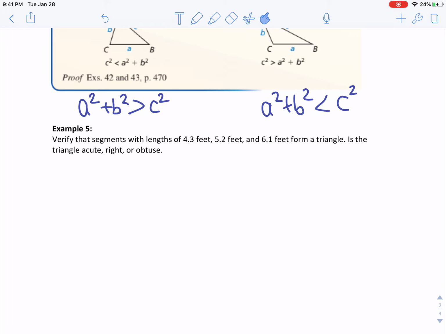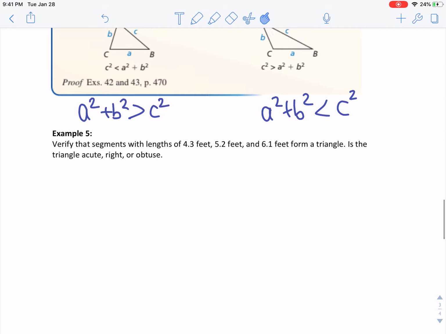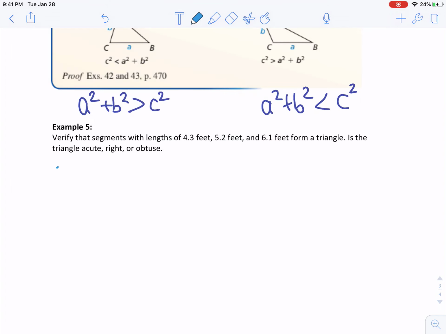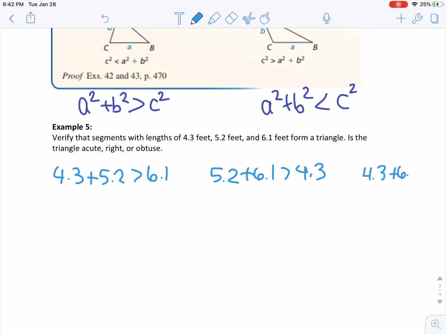So example 5 says, verify that these lengths 4.3, 5.2, and 6.1 even form a triangle. And then if it does form a triangle, is it going to be acute, right, or obtuse? So I have to do the 3 things from the last example. If I take 4.3 plus 5.2, that has to be bigger than 6.1. If I take 5.2 plus 6.1, that has to be bigger than 4.3. And if I take 4.3 plus 6.1, that has to be bigger than 5.2.